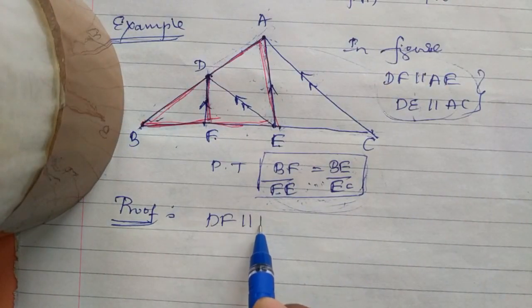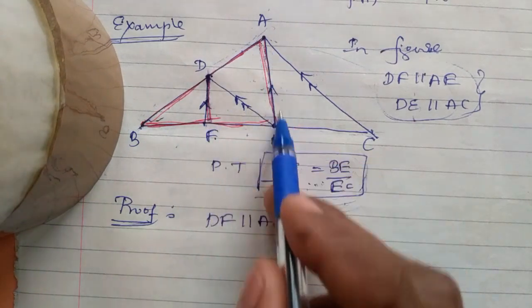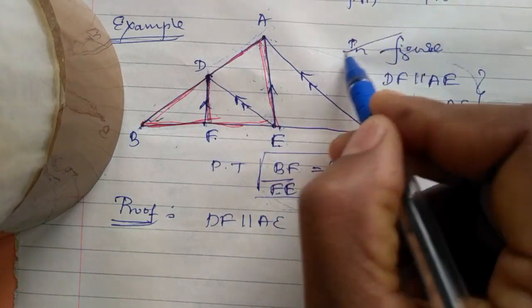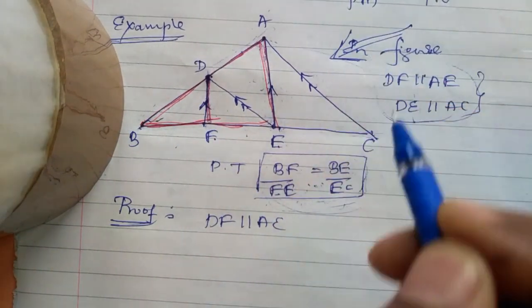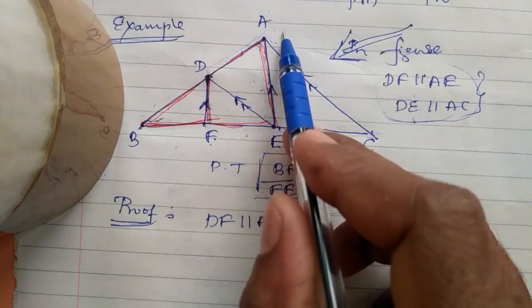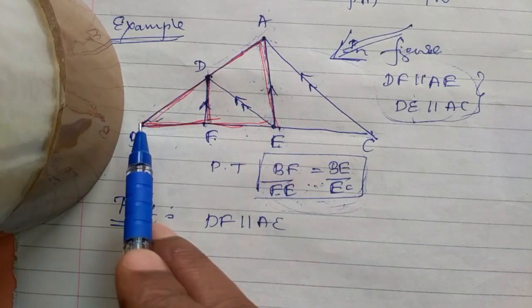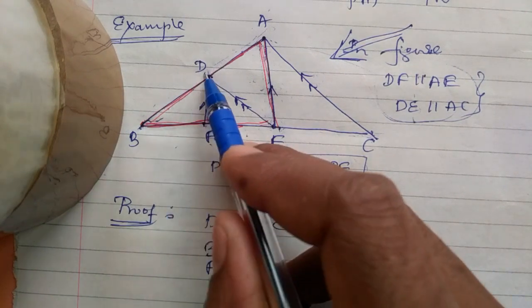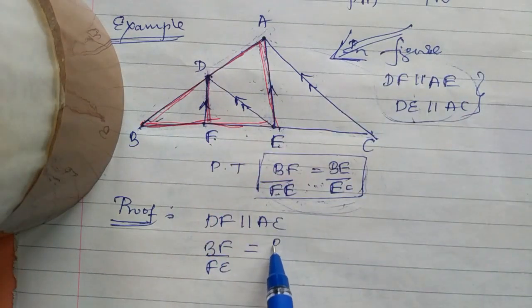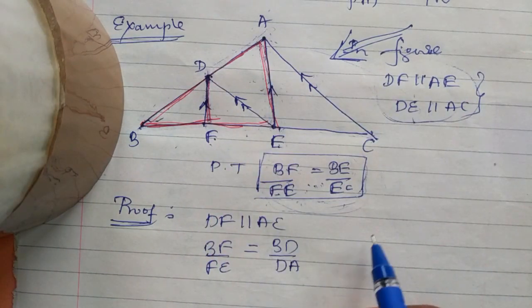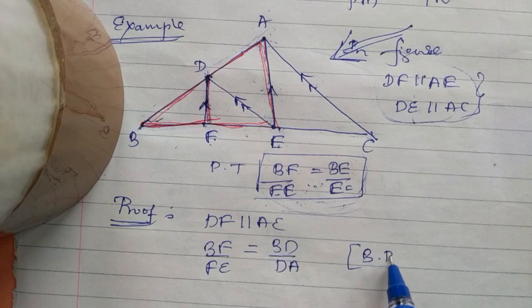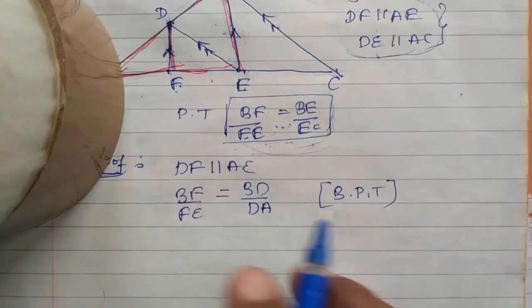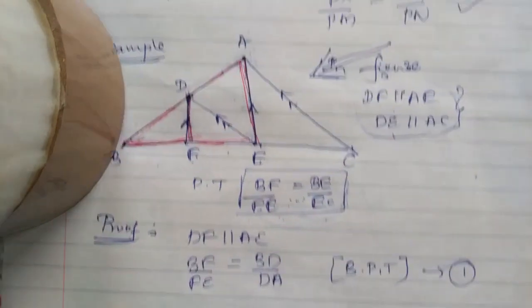Now we can write, DF parallel to AE. Look at DF parallel to AE. If you observe from this side, DF is parallel to AE. Therefore, what can we write? BF by FE is equal to BD by DA. How did you write this? From the BPT result. And also mark this result as 1.